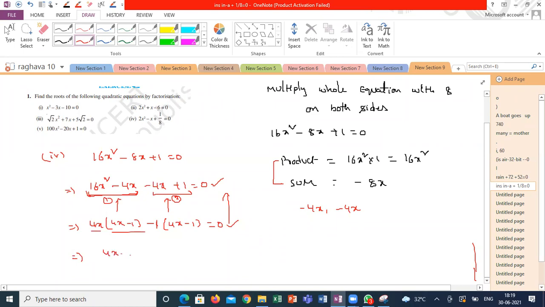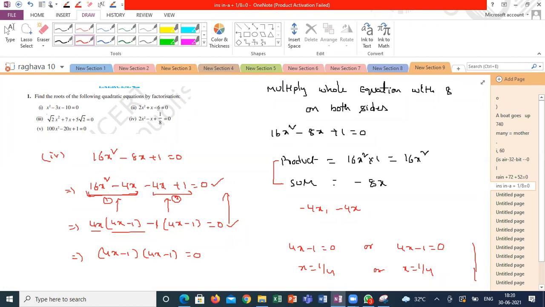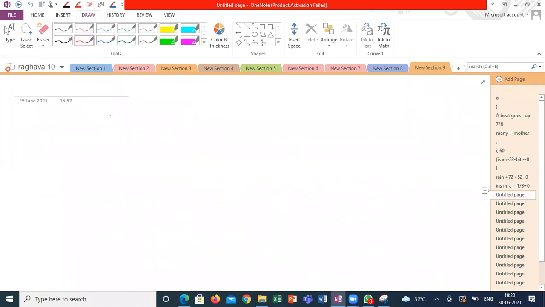If I am taking 4x minus 1 common, I will get 4x minus 1 is equal to 0, or 4x minus 1 is equal to 0. So x is equal to 1 by 4 or x is equal to 1 by 4. Both the roots are same. The solutions of the equation are 1 by 4 comma 1 by 4. It is okay. In future you will understand what is the meaning of both the roots being the same.